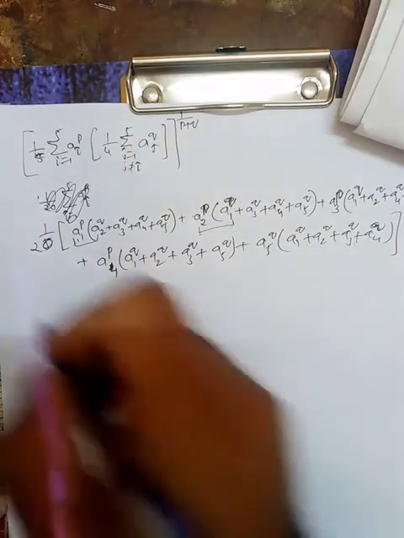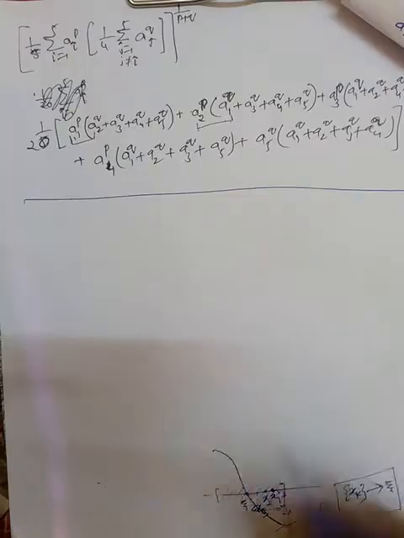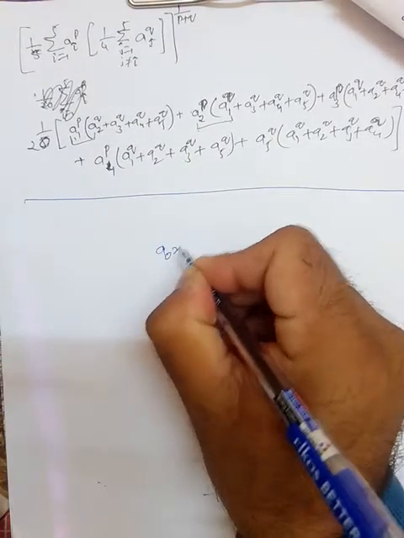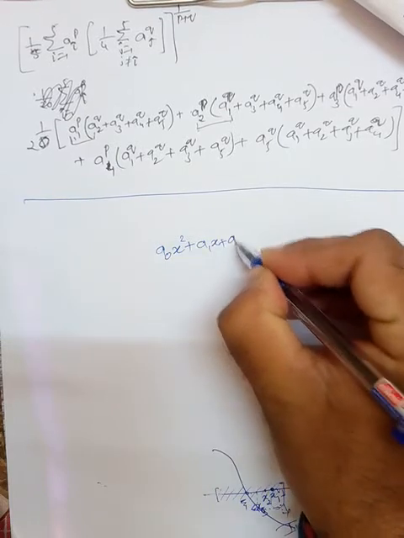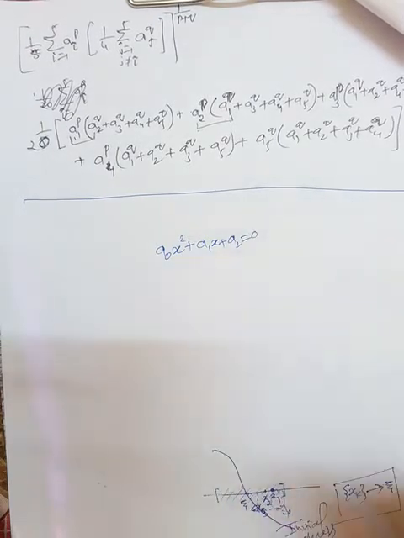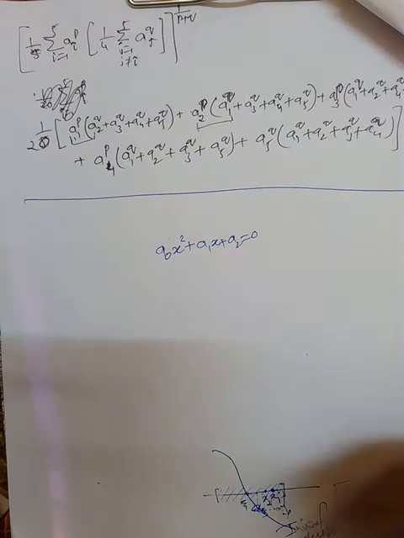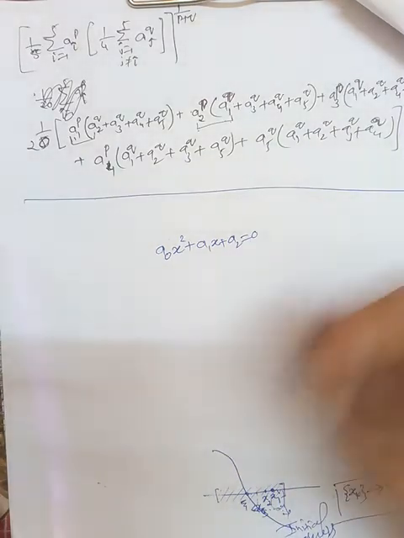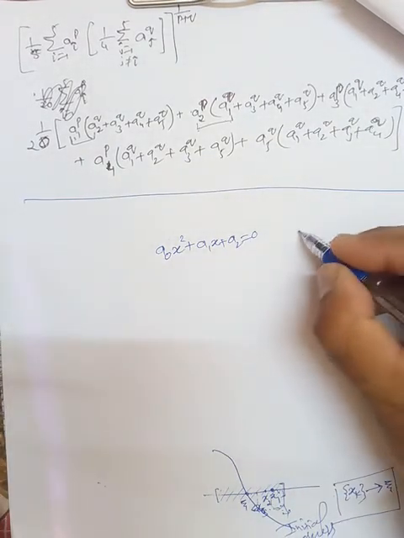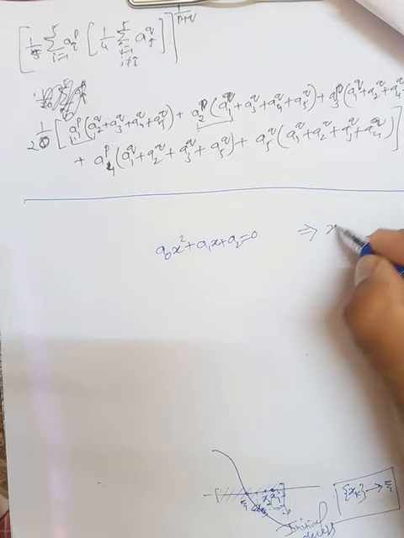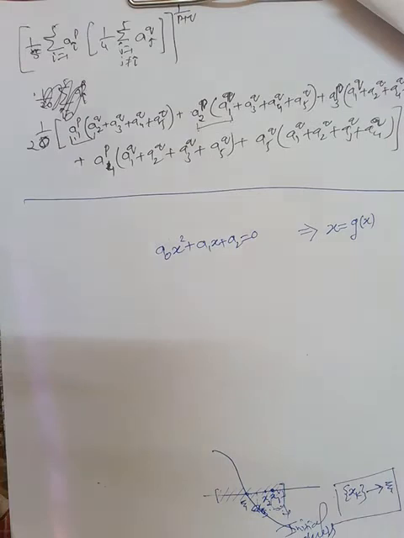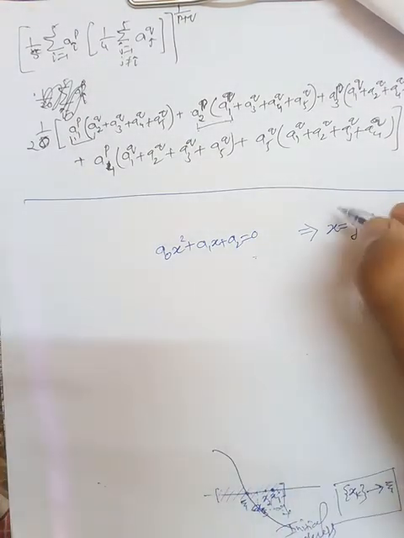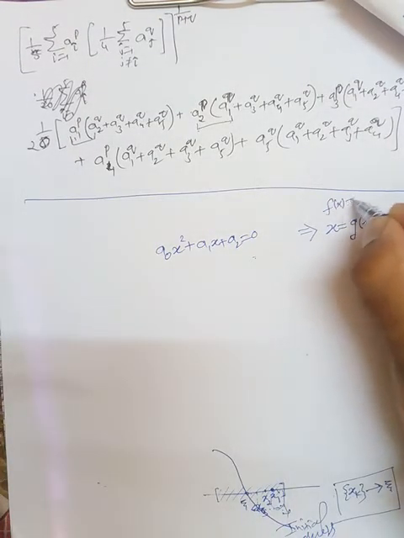If you will see, a naught x square plus a1x plus a2 is equal to 0. We have this equation. So how can we find this? What is our target? Our target is to write down this equation in this form: x is equal to some g of x. Convert this problem, which is originally of this form.